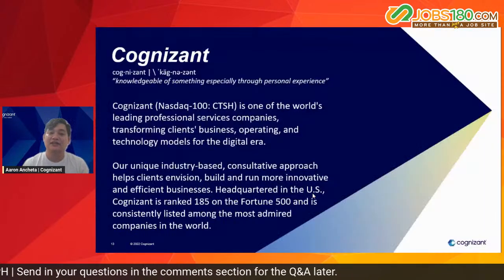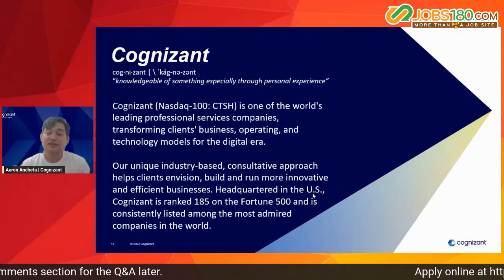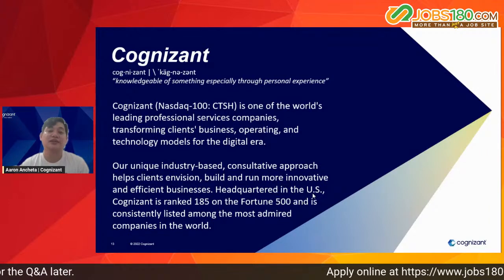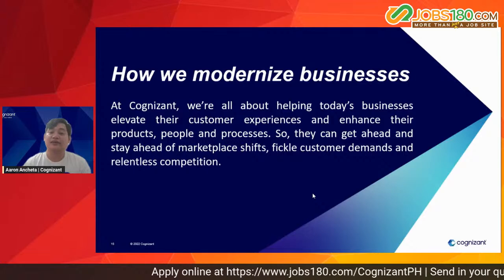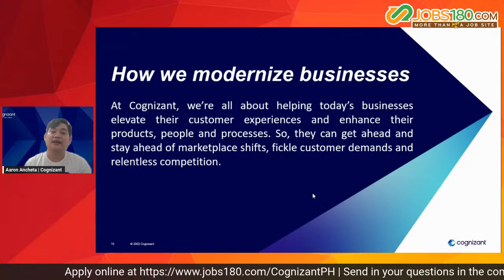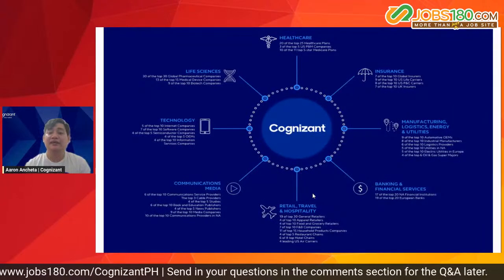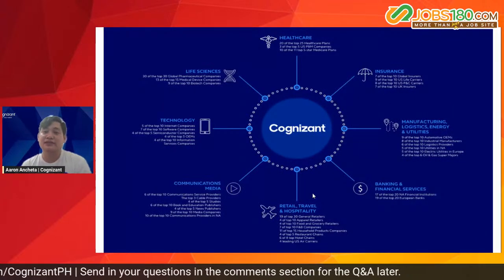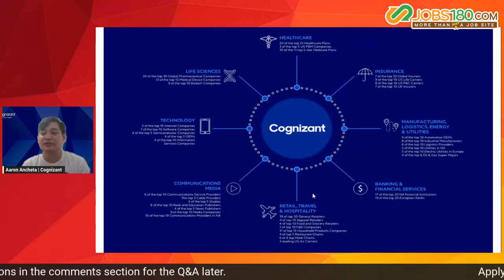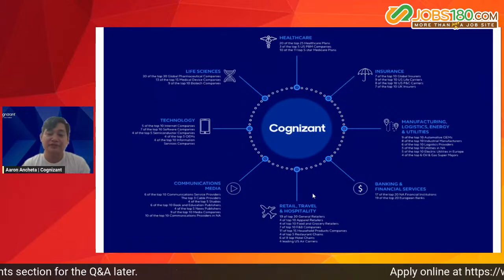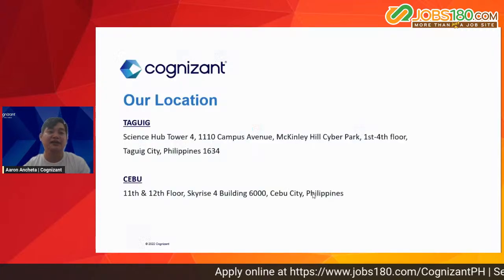So Cognizant is one of the world's leading professional services companies, transforming clients' business, operating and technology models. And Cognizant innovates with a purpose, and we help businesses modernize their operation. And of course, scorecards. The industries that we service: healthcare, insurance, manufacturing, logistics, energy and utilities, banking and financial services, retail, travel and hospitality, communications, media, and technology, life sciences.